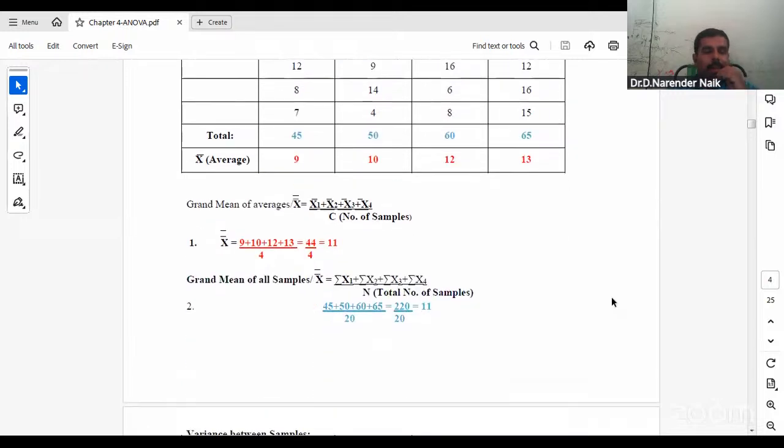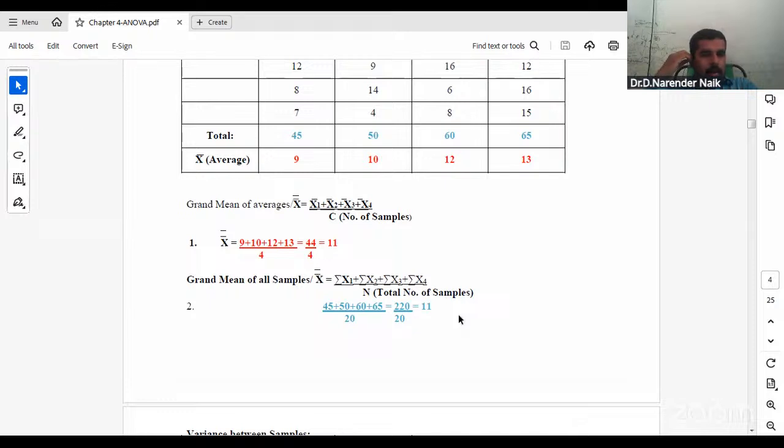X double bar is equal to, say X bar 1 is 9, X bar 2 is 10, X bar 3 is 12, X bar 4 is 13, divided by 4. So the total 9 plus 10 plus 12 plus 13 is equal to 44, divided by 4 is equal to 11.